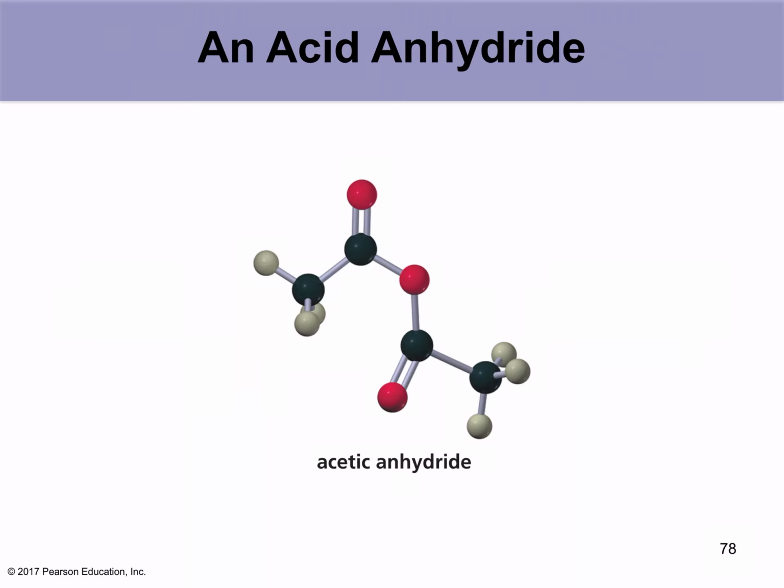Another category of carboxylic acid derivatives is the acid anhydride. In an acid anhydride, you can see this is oxygen, and then you have 2 carbonyl groups next to the oxygen, and then you can have some alkyl groups. So we call that an acid anhydride, and this is acetic anhydride.